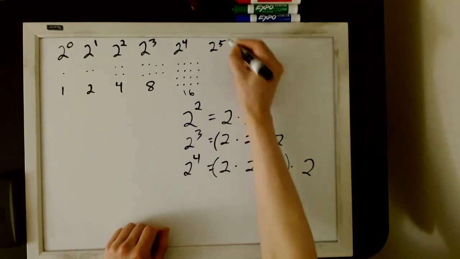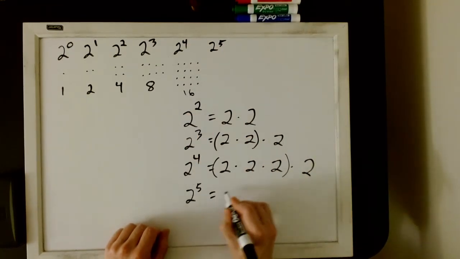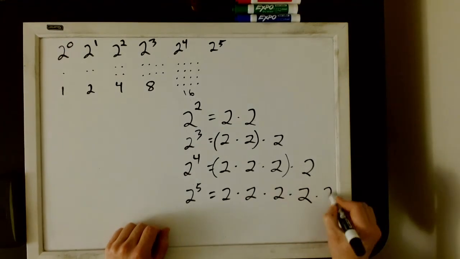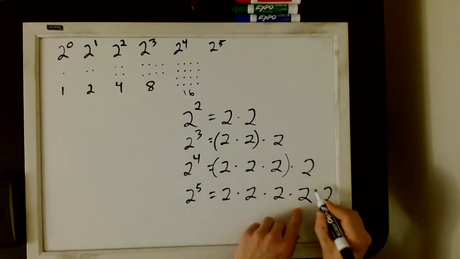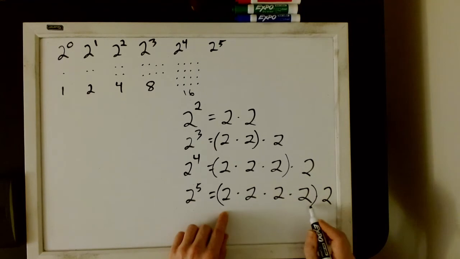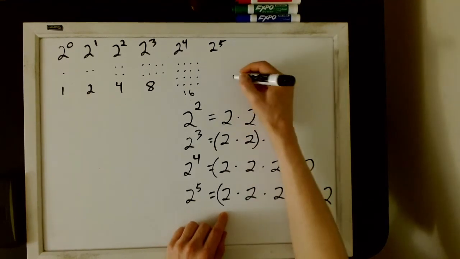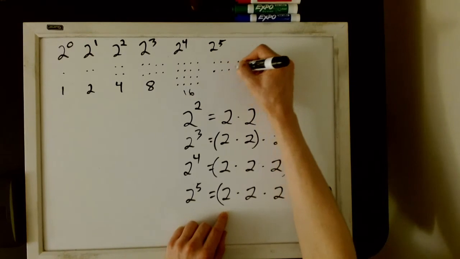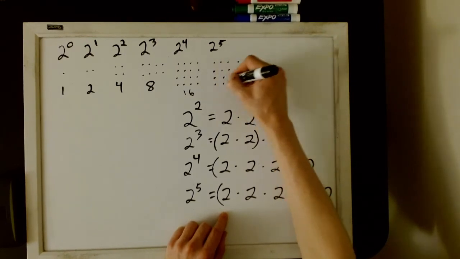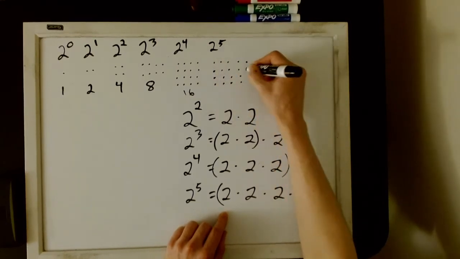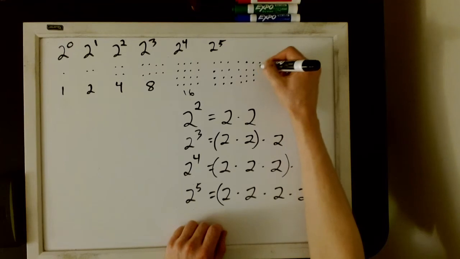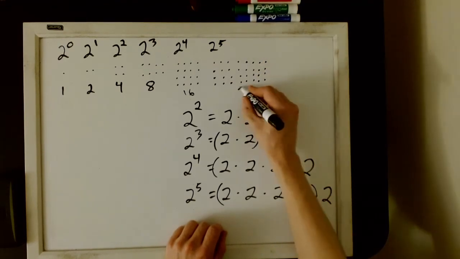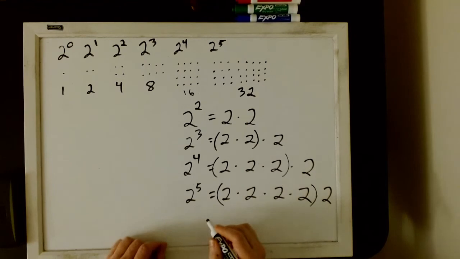So 2 to the fifth is 2 times 2 times 2 times 2 times 2. That's 2 groups of 2 to the fourth power. 2 to the fourth power is our 16. We have 2 groups of it. So there's 2 to the fourth power, and we have 2 groups of that, which gives us 32.